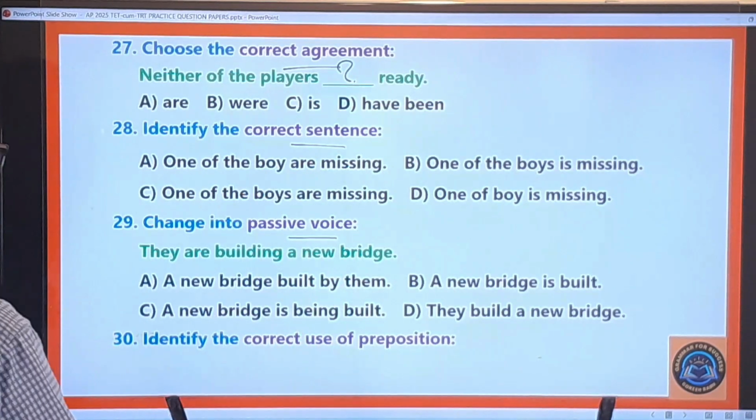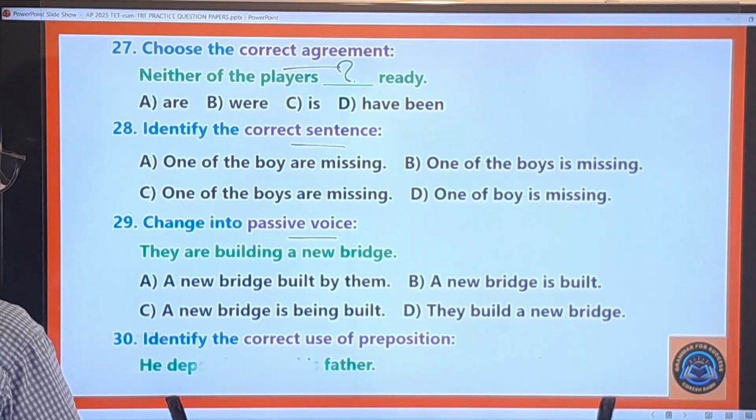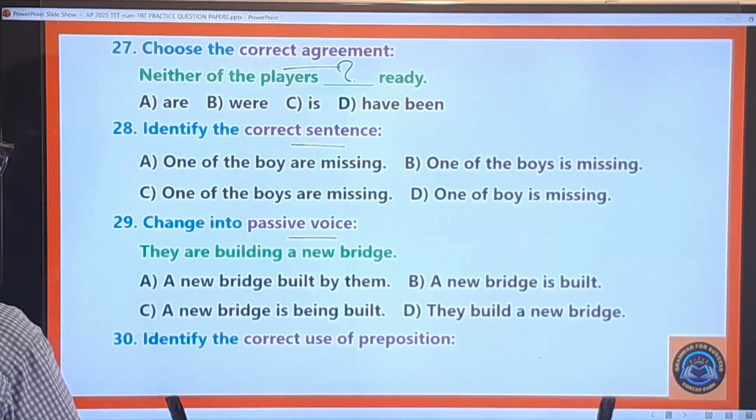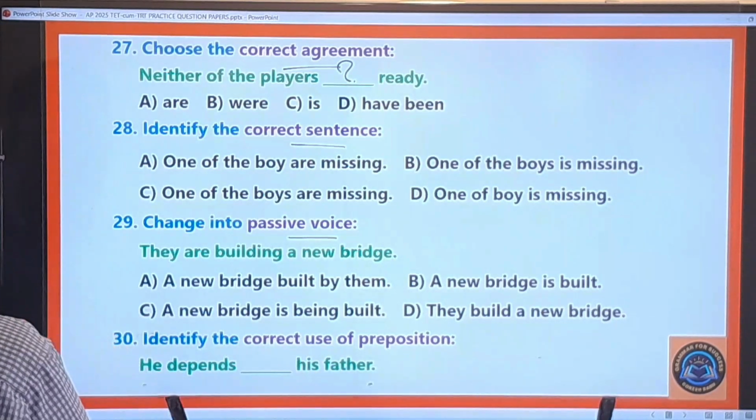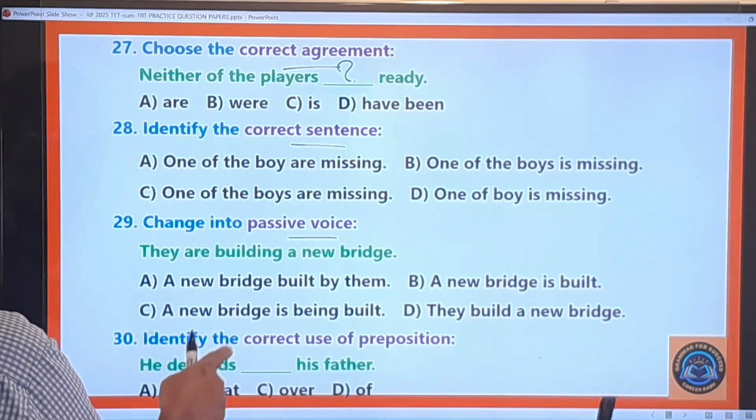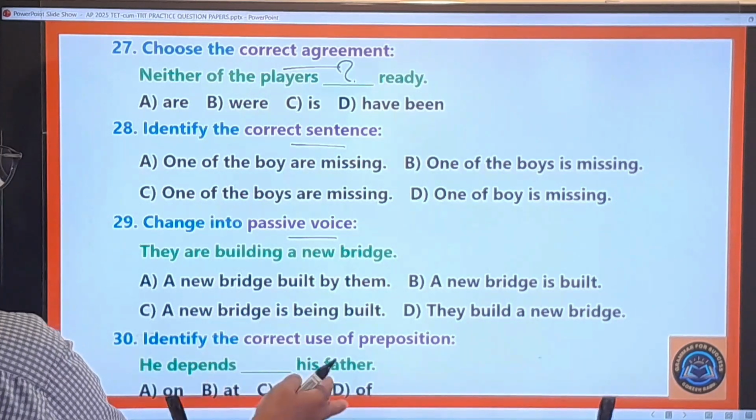Again, on the prepositions, one more question is given and you try to solve it. What sentence is given here? He depends, blank, his father, and then on, at, over, off. So these are the options.